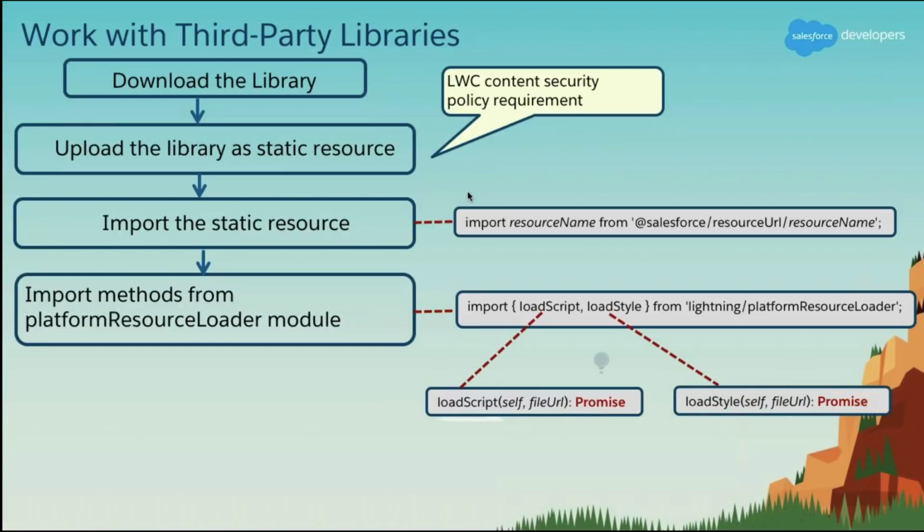The first parameter is the current object. Here we'll supply the this keyword as a parameter, and the second parameter, the file URL, is the absolute URL referring to your static resource. And you can notice that this returns something called a promise.